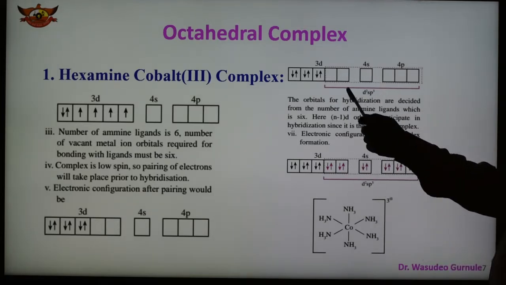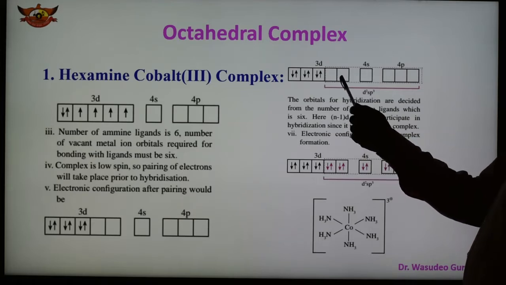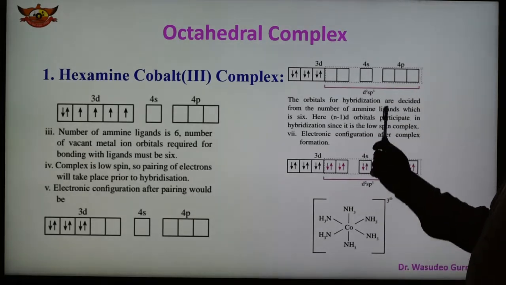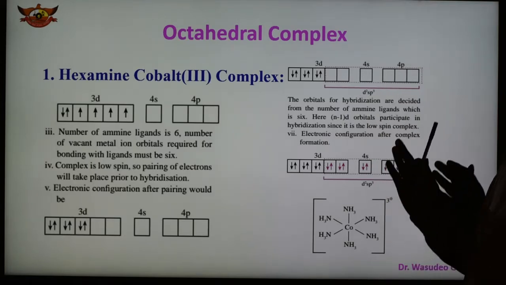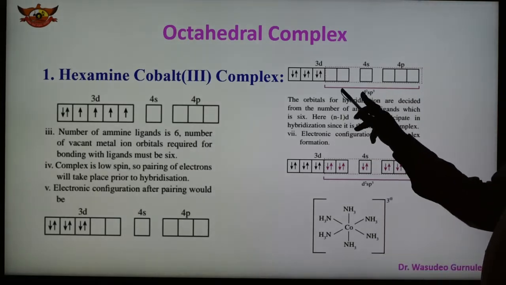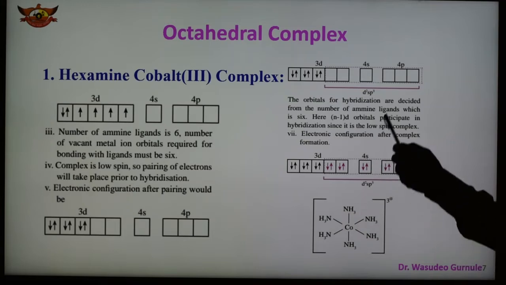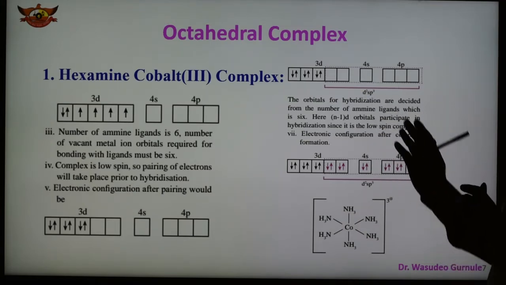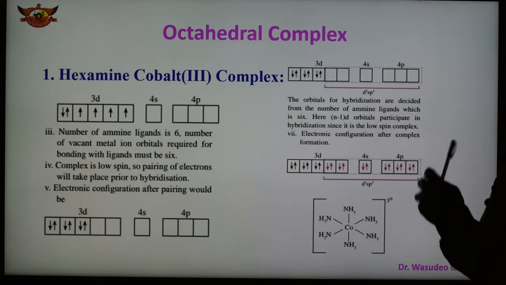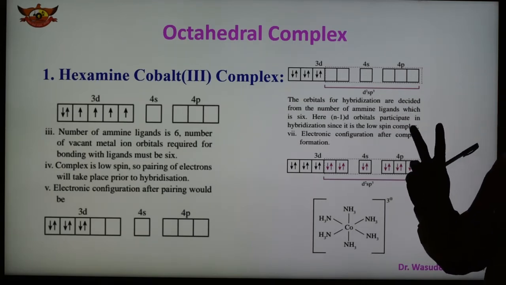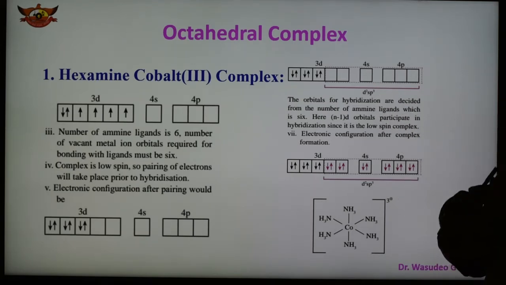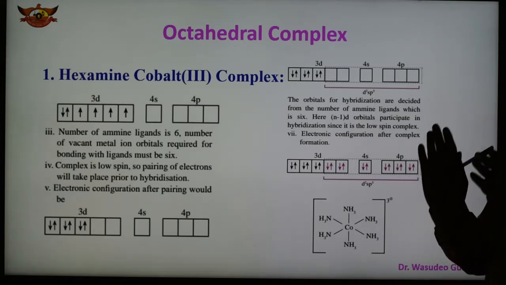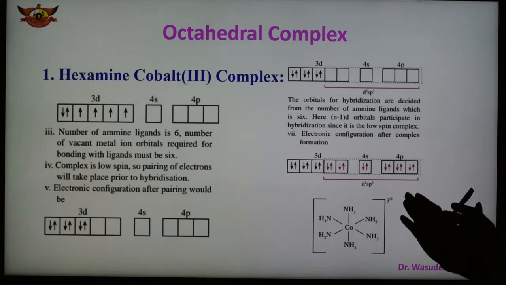So what we have to do is these 2 d orbitals, 1 s and 3 p orbitals undergo hybridization and form 6 d2sp3 hybrid orbitals of equivalent energy and shape. What is d2sp3? d2sp3 means 2 d orbitals, 1 s and 3 p. So in d2sp3 hybridization, 2 d orbitals, 1 s and 3 p orbitals undergo hybridization forming 6 d2sp3 hybrid orbitals of equivalent energy and shape.